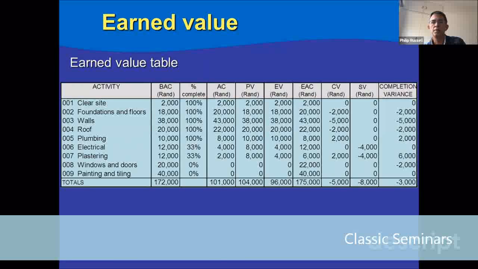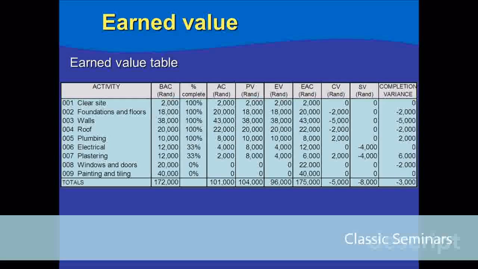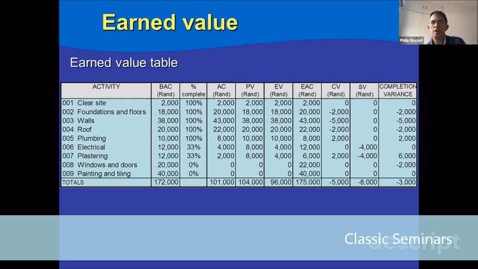How do we calculate them? How do we figure out what the EAC is? How do we calculate what the CV, SV, and completion variance are? Well, you know how to calculate the CV and SV. CV is calculated as, help me with this. How do we calculate cost variance? EV minus AC. Very good, EV minus AC. How do we calculate schedule variance? EV minus PV. Very good.